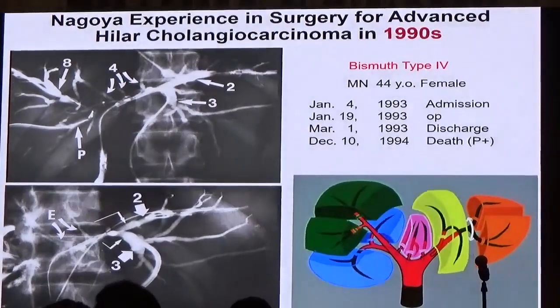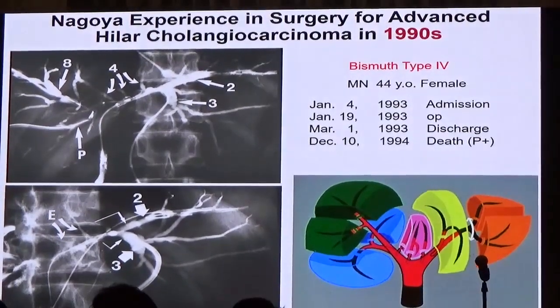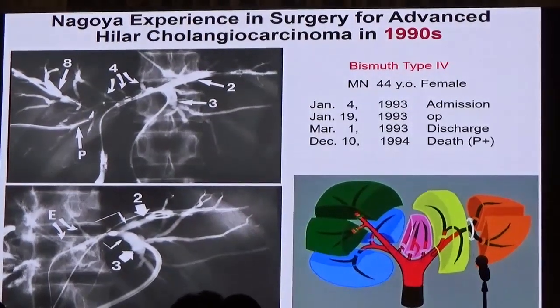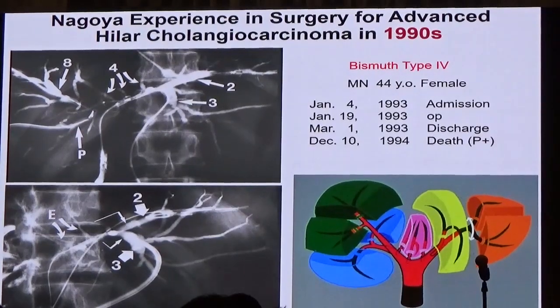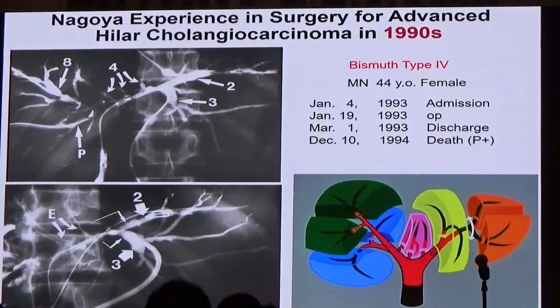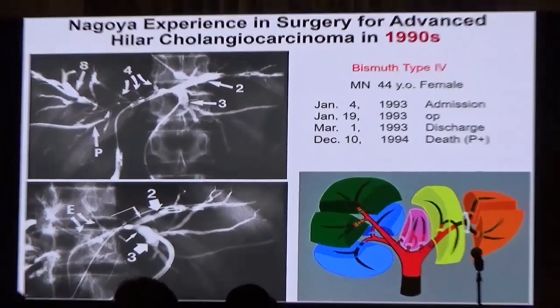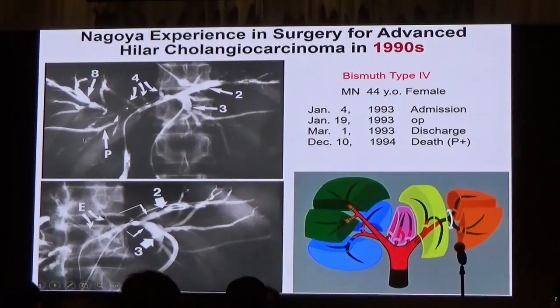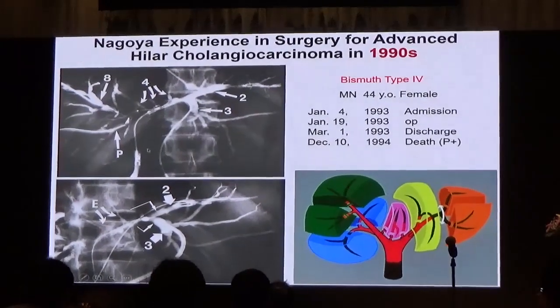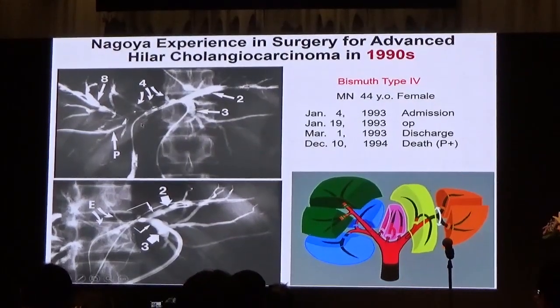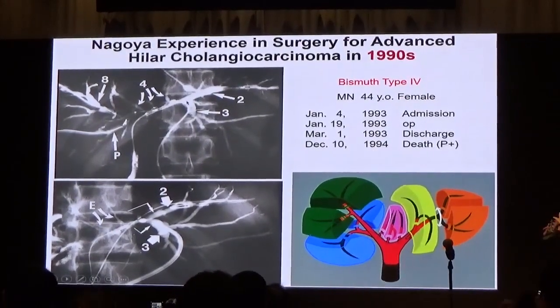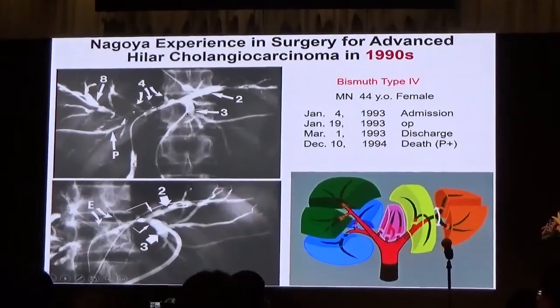Here you see a very, very advanced hilar cholangiocarcinoma. This case was experienced in 1993, 27 years ago. Here you see the intrahepatic bile duct was separated into multiple units. The right and left hepatic ducts are separated, and the segmental ducts are separated. And here you see the confluence of 2 and 3.